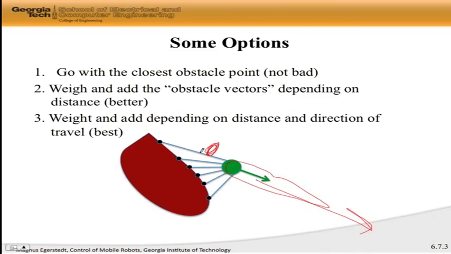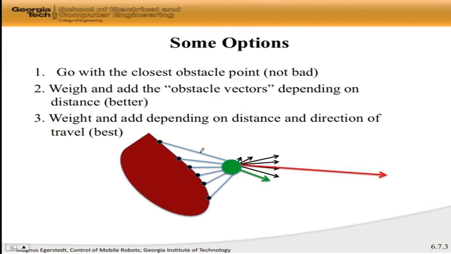what do I care about obstacles behind me? Why should I care about that? I really shouldn't, right? So what I really want to do is weigh it based also on the direction of travel. And in that case, I would get a weighted obstacle avoidance vector out like this. Right? So this is almost, I would say, the best way of doing it. And that's, in fact, how we're going to do it.